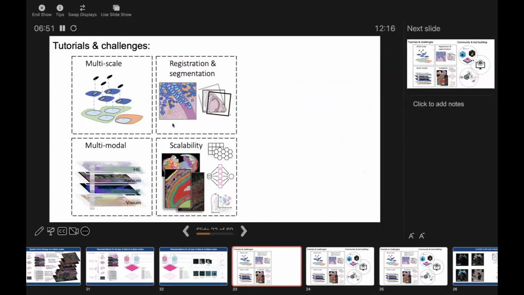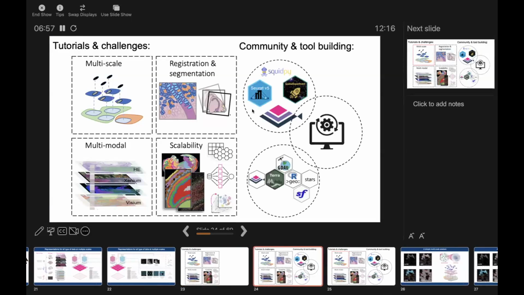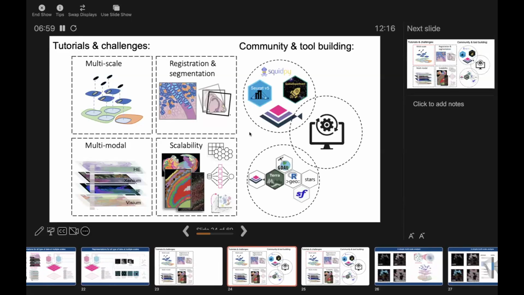All right, so I'm going to give you a few examples just to show you what you can do and what you can build on top of that. I'm also going to show you a little bit about how we can do more community and tool building using this specific framework or technology.